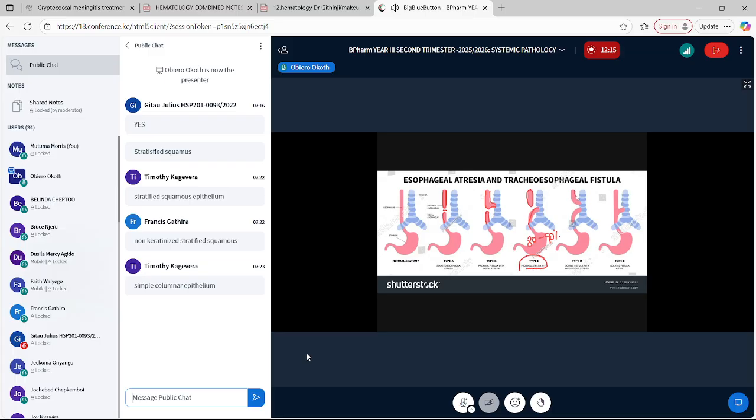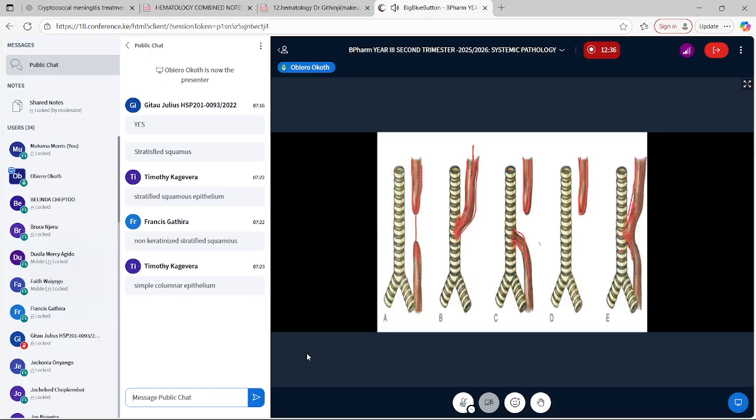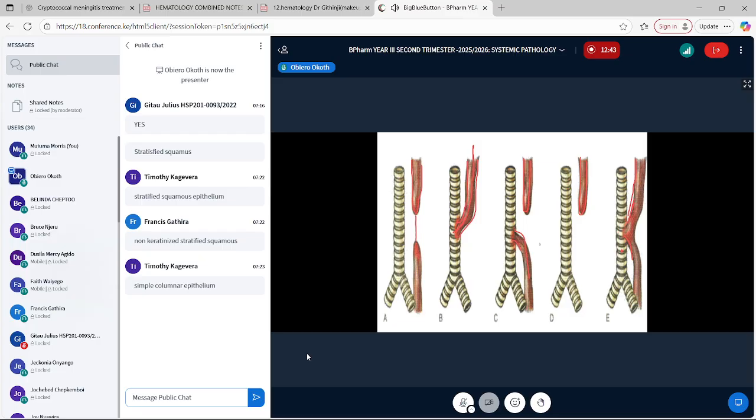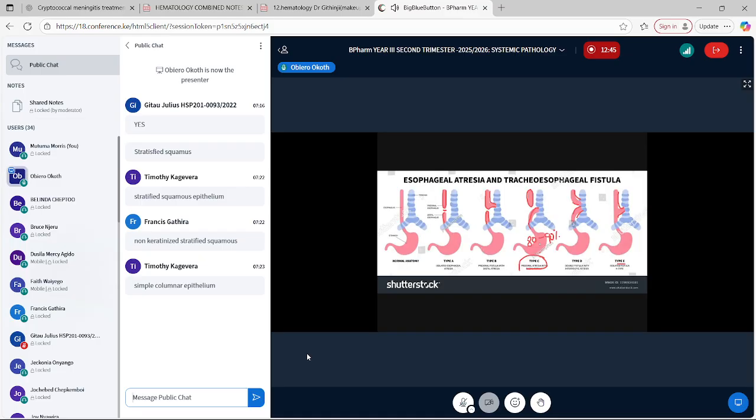Then this one you can see just has fistulas, both distally and proximally. And this one you just have with an intervening atresia. This one here, there's no atresia. It's just an isolated fistula. That is the type E. And they've said type C is the most common, but all of these will present with the symptoms we have mentioned: the aspiration, the suffocation, the pneumonia, and of course they'll be vomiting, they'll not be retaining fluid. This is esophageal atresia and tracheoesophageal fistula.